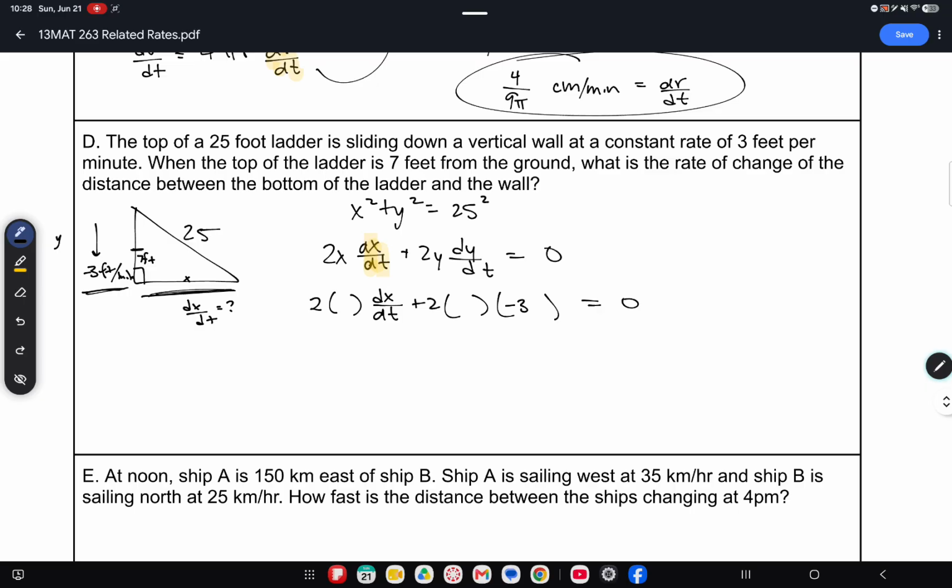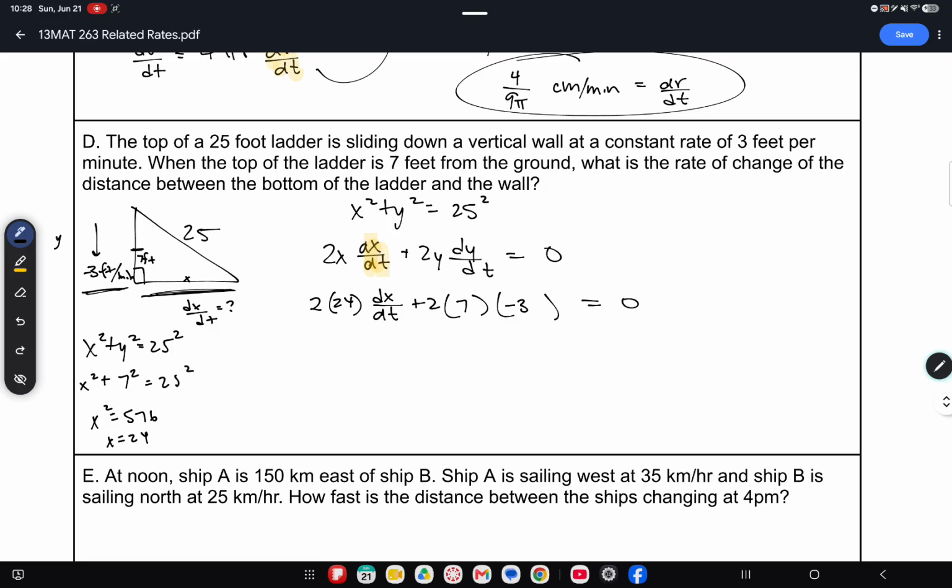And then I need to know my x and my y. My y is 7 feet. I need to know my x. And I don't have that, but I can find it, right? I have that x squared plus y squared is 25 squared, right? And I know that my y is 7. So let's find what x squared is. So 25 times 25 is 625. Minus 49 is going to give me 576. And the square root of 576 is 24.